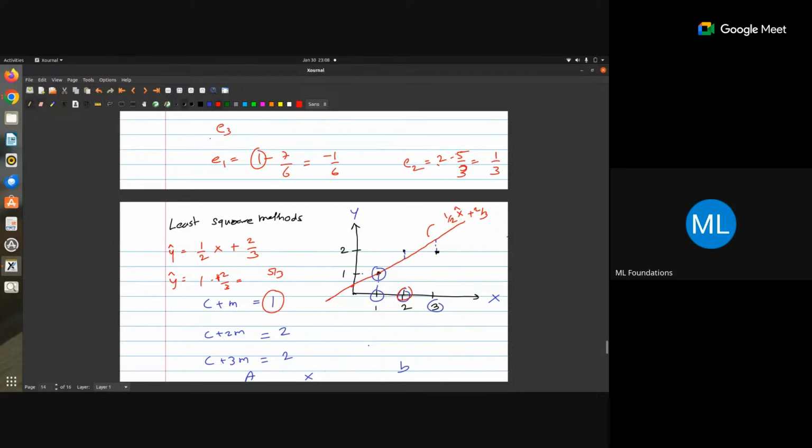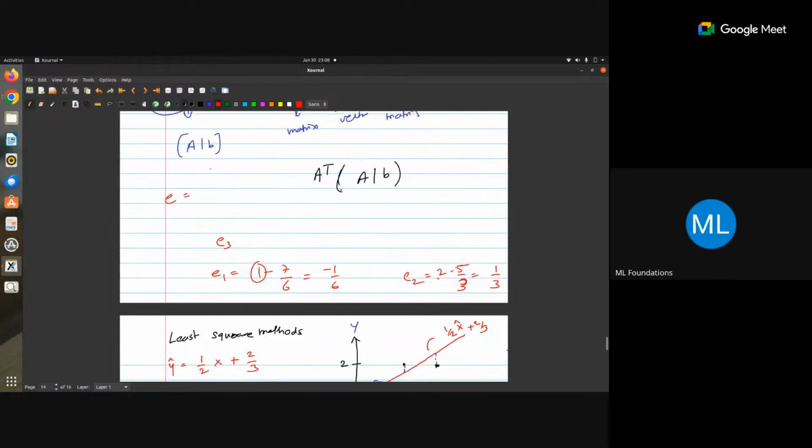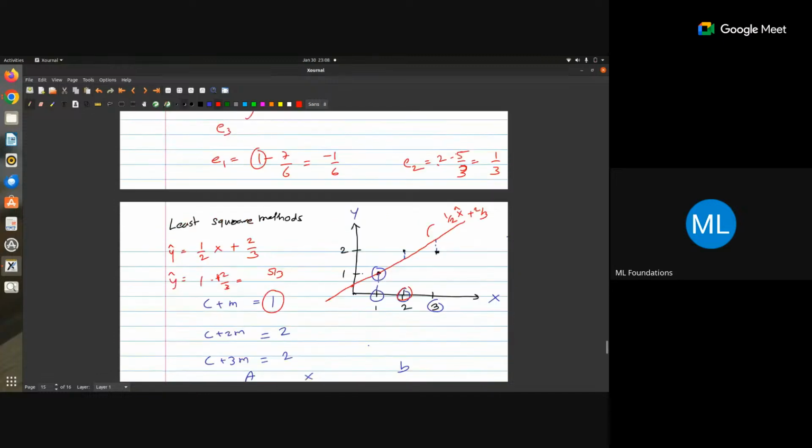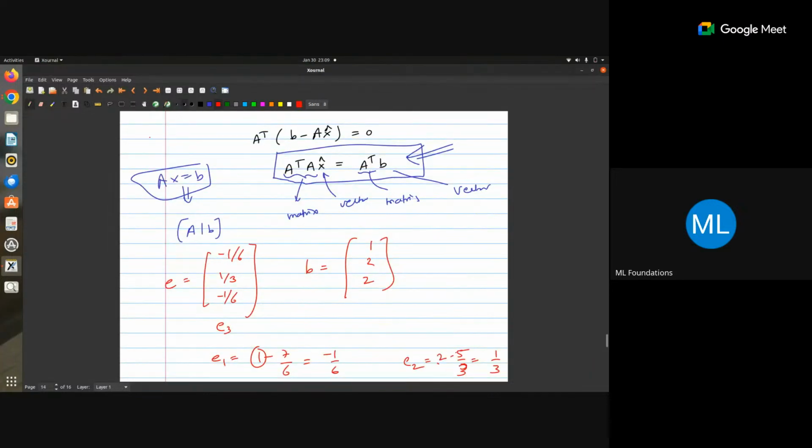And similarly you can find out the third error. And what will be your error vector then? Minus 1 by 6, 1 by 3, and I know the third value, so I'm just writing. I think now you guys know how to find it out. What is my vector b? 1, 2, 2, right? I hope this is fine. And then what is p now? P is?